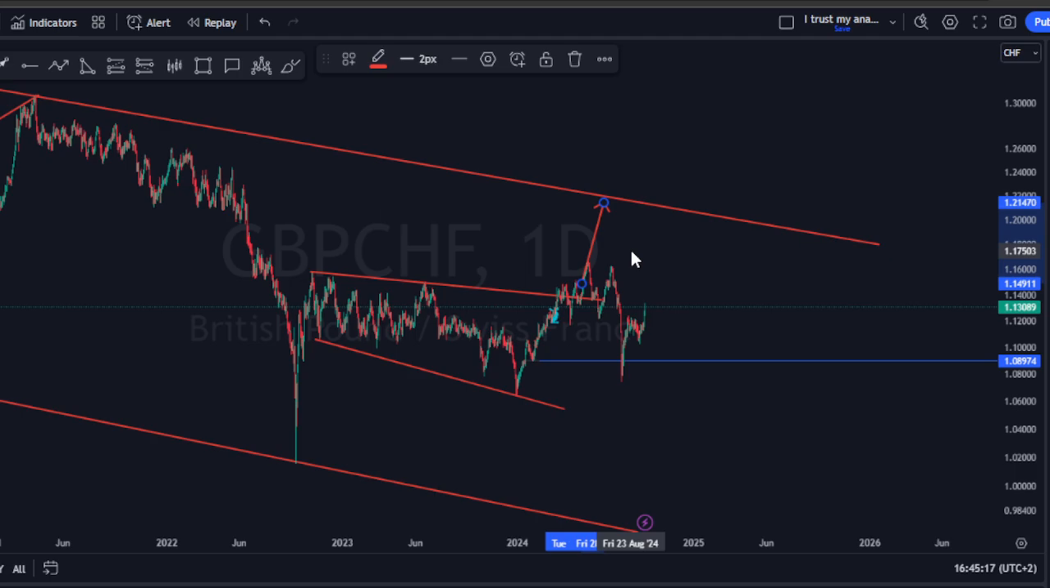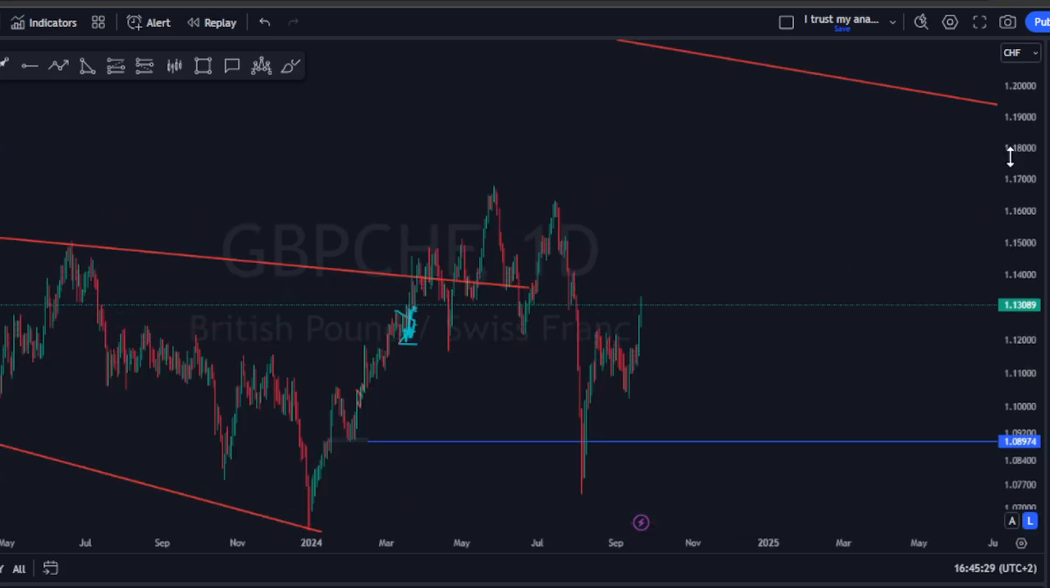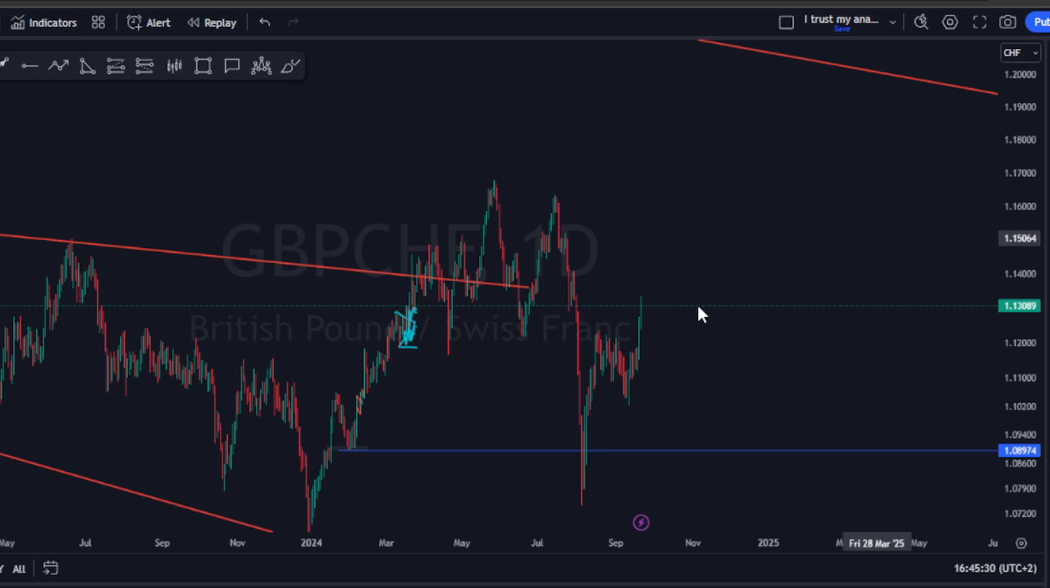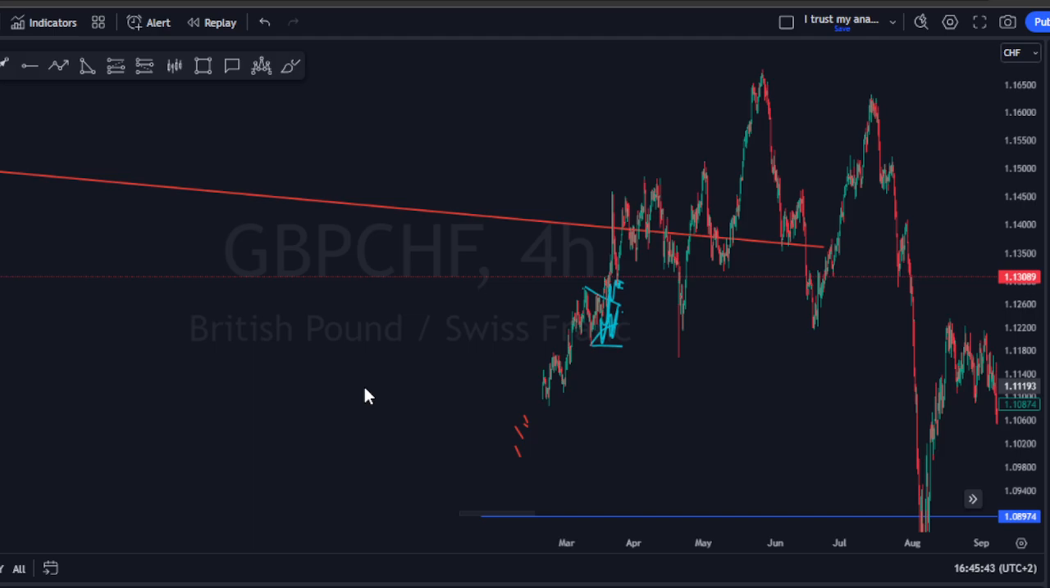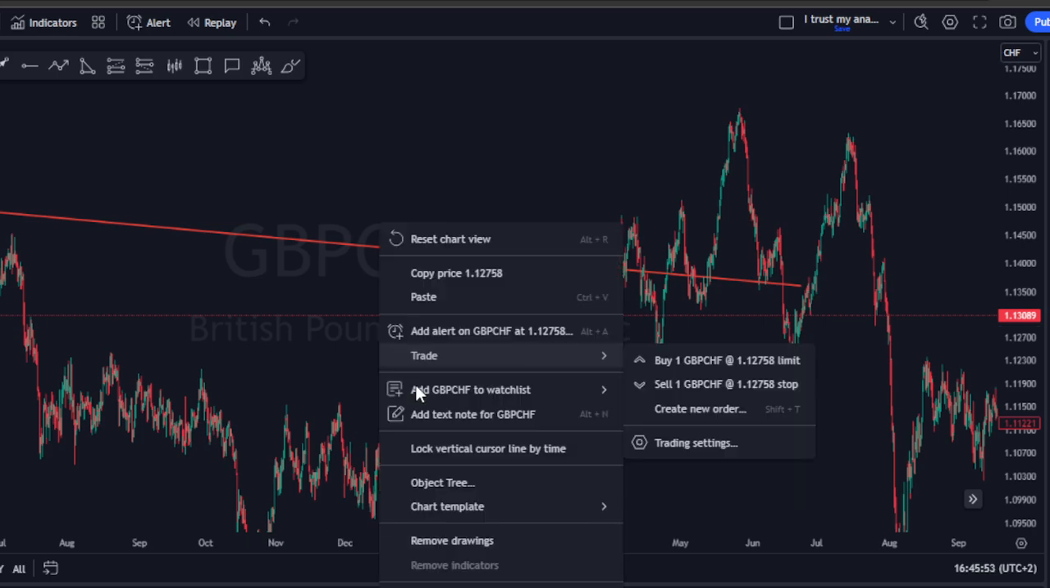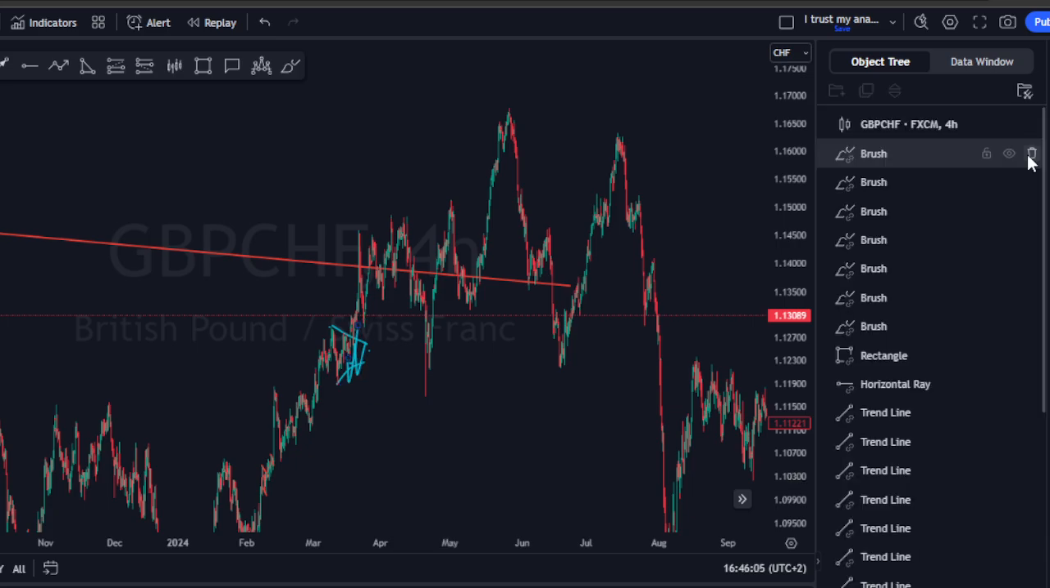But as you can see, the only move we managed to get from the last analysis was this push to the upside, which I hope you guys got your trades. So I just want to get rid of this before we actually start with today's analysis. Let's just get a nice clean chart because the move has already played out and we want to keep up to date with the market.